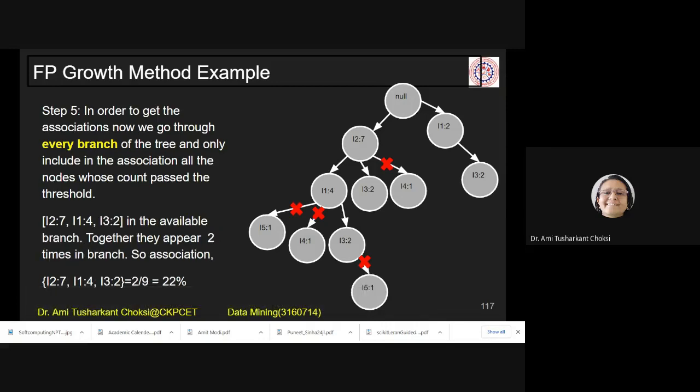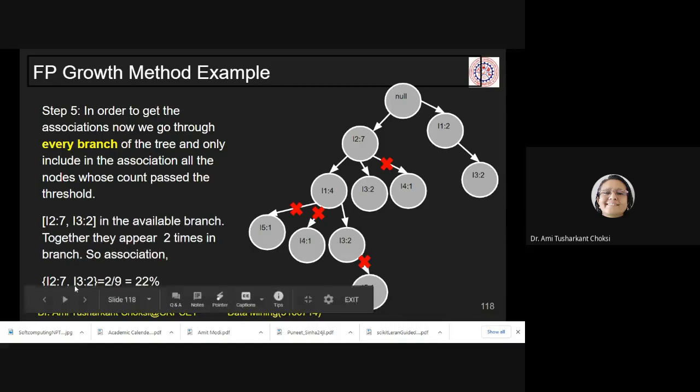We can count for all other branches. Say I2 7, I1 4, I3 2. So whatever is the minimum that we will consider. So 2 divided by 9, that is equal to 22 percentage. Fine. For say I2 7, I3 2, what is minimum? That is 2. So 2 divided by 9, that is 22 percentage. Fine. Same way for I1 2, I2 2, the minimum is 2. So 2 divided by 9, that is 22 percentage.